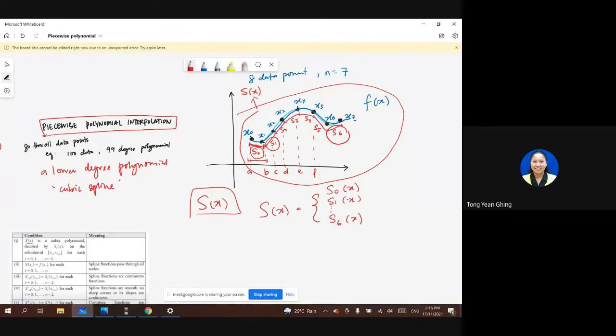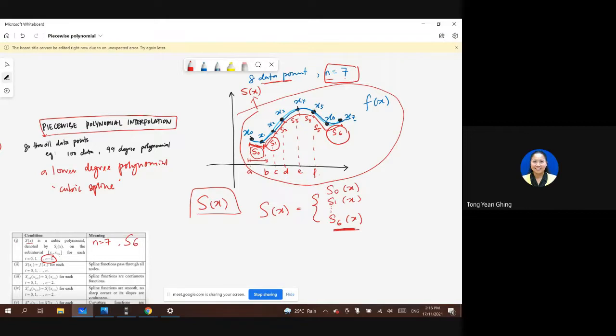Okay. Bukan stuck. Understand or not? Because our n here is 7, right? So look, it has to be until n minus 1. Kalau n is 7, that means until 6 lah, S6. So kalau tengok sini, saya ada 8 data points. N adalah 7. So saya akan ada dia punya sub polynomial tu akan ada sampai 6 lah.